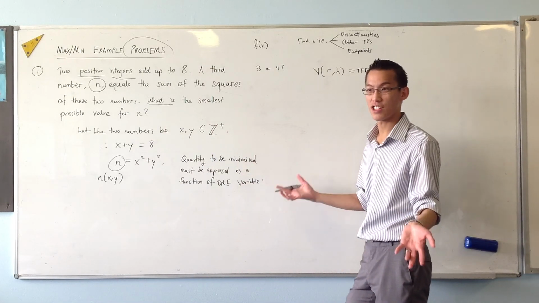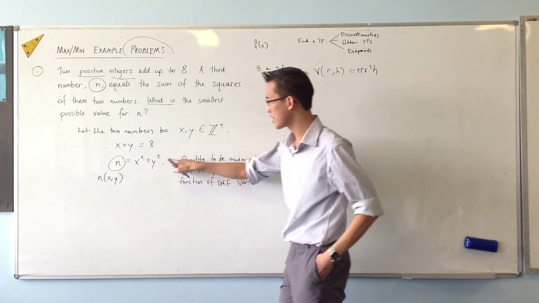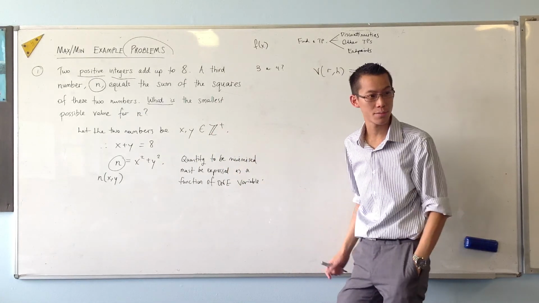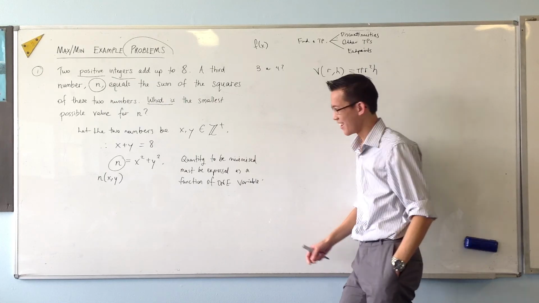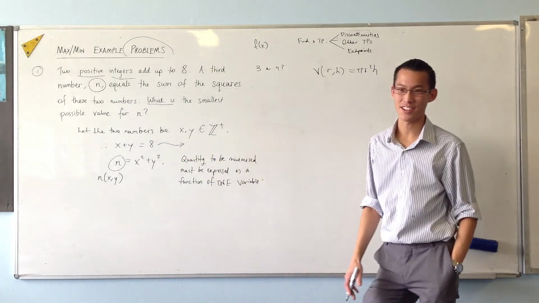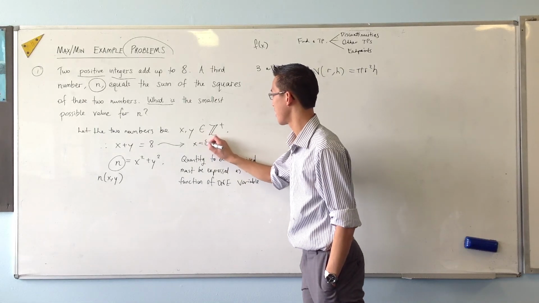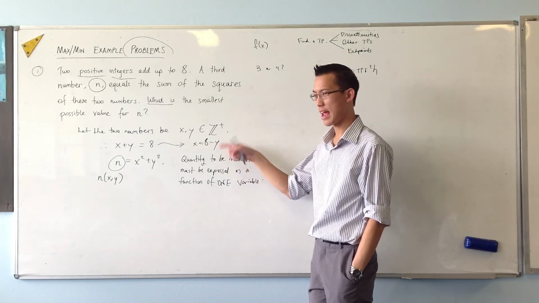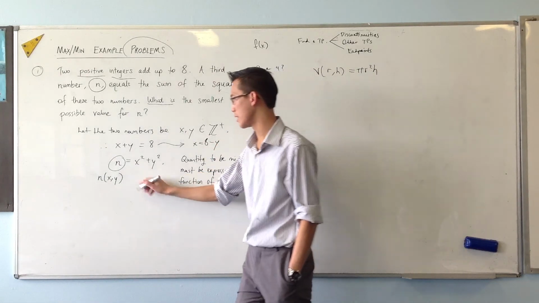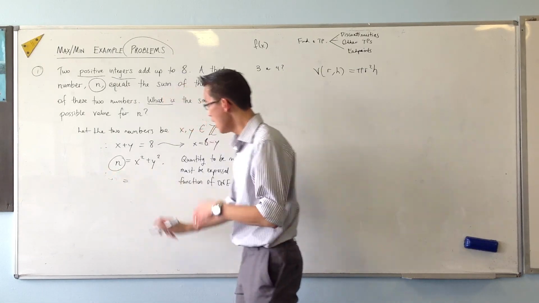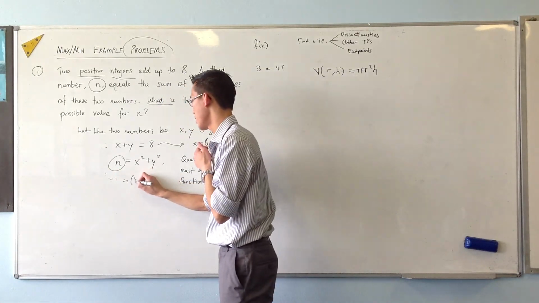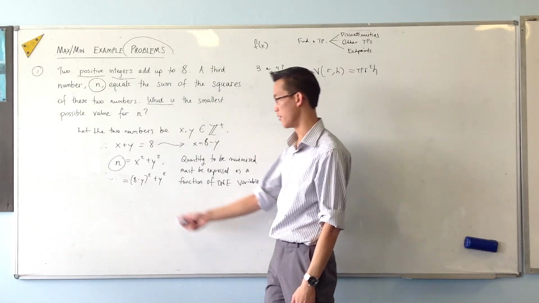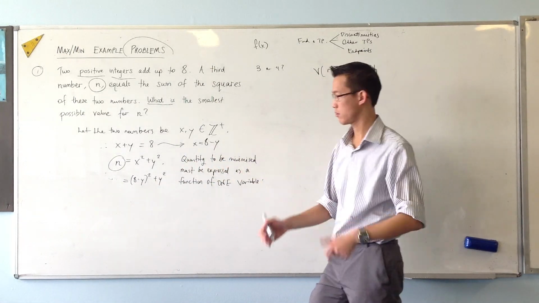Now, how can I get it in terms of just one variable and not two? I've got these two equations here, so I've got to use one of them to get rid of one of my variables. What do you guys suggest? I'm going to take that first equation and use it to get this substitution. If I take that value, 8 minus y, and pop it into this x squared, that tells me that I've got 8 minus y all squared plus y squared. Now n is just a function of the one variable y. This is a good sign.